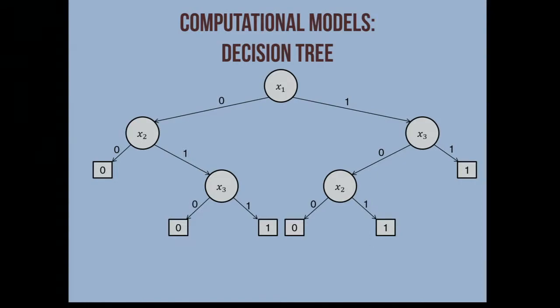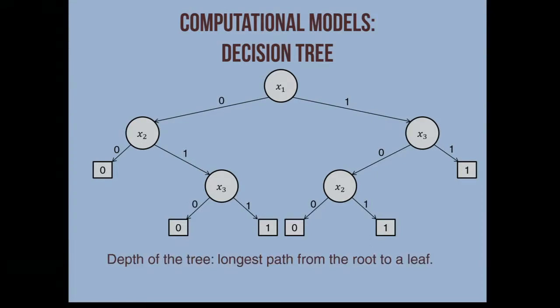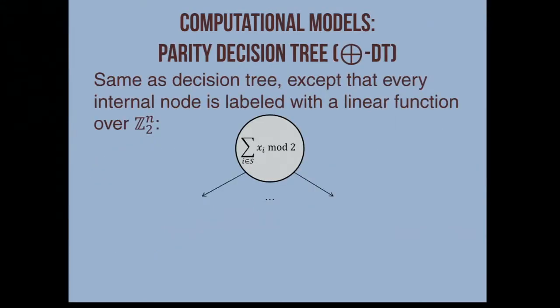Obviously, you can compute any function. So you define the depth of the tree to be the longest path from the root to any leaf of the tree. And you denote by d of f the minimal depth decision tree which computes f. So it turns out the decision tree is not strong enough for us. What we need is a stronger version of it, which is a parity decision tree, which is exactly the same, except that now you're allowed on every internal node to query any linear function of your input bits. So you choose a subset S, you query the sum of xi modulo 2, and you branch accordingly.